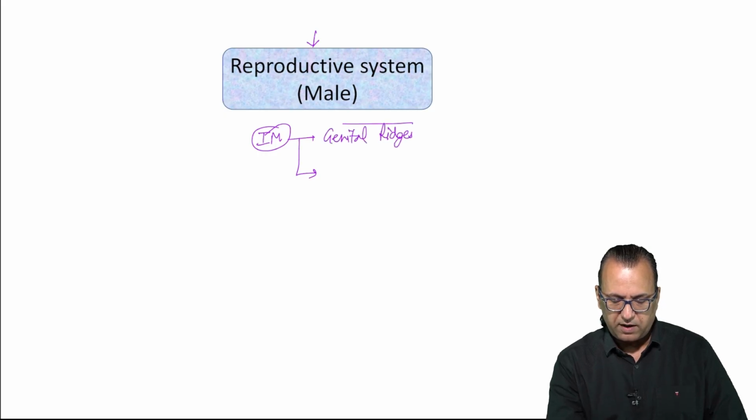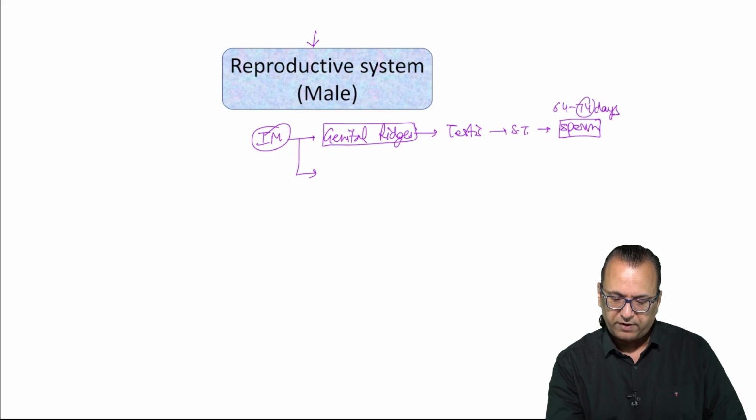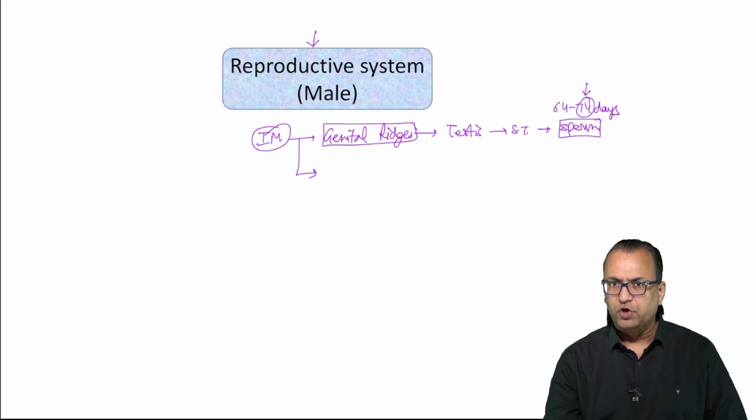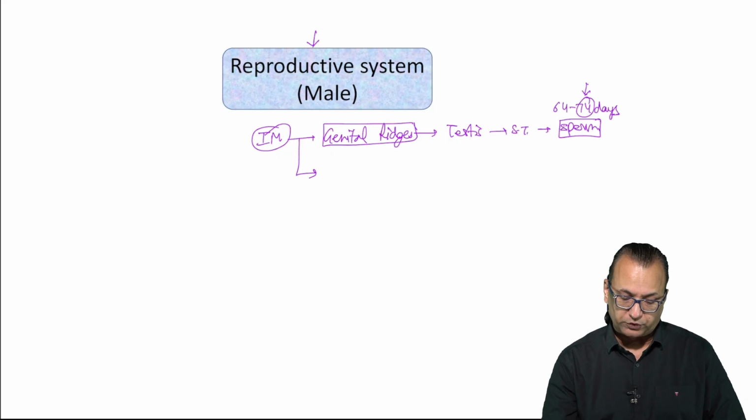Like in the male, it will be the testis. Testis will have seminiferous tubules, and seminiferous tubules will form the sperms, which is a process of spermatogenesis taking around 64 to 74 days to complete. 74 is a better answer if you have to choose between the two values.